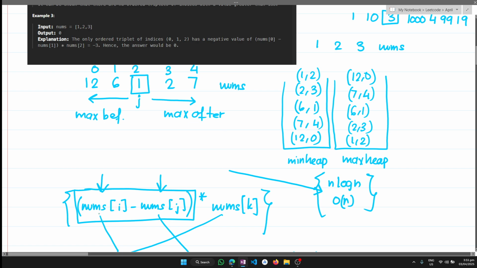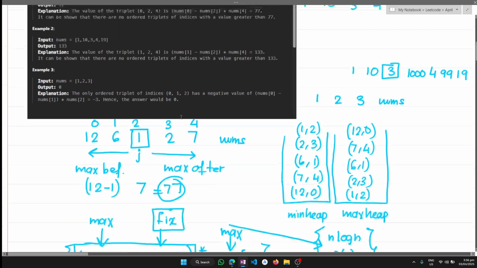The question is saying you need the maximum value over all triplets, and this is the structure which has been given to us. What if I fix nums[j] and then find out what's the maximum value before it in order to maximize nums[i]? And in order to maximize nums[k], I want to find out the maximum value after the jth index, isn't it? That's something which I'm trying to do. So in a greedy way over here, 12 obviously is the biggest value before this, and 7 is the biggest value after this jth index. So I do (12 minus 1) into 7, which gives me 77, and that is the correct answer in this scenario.